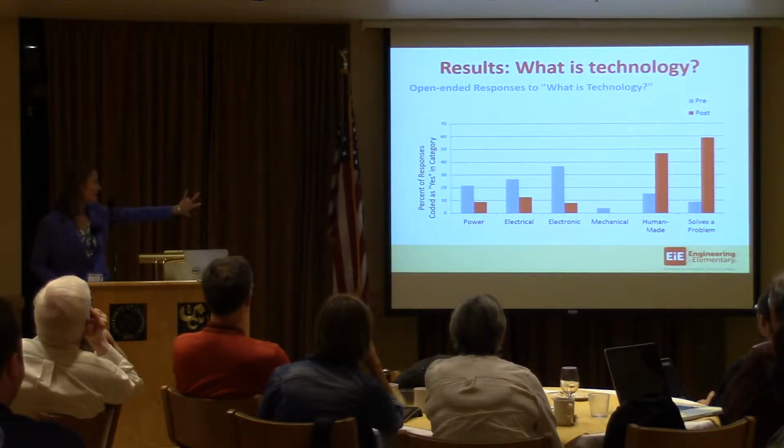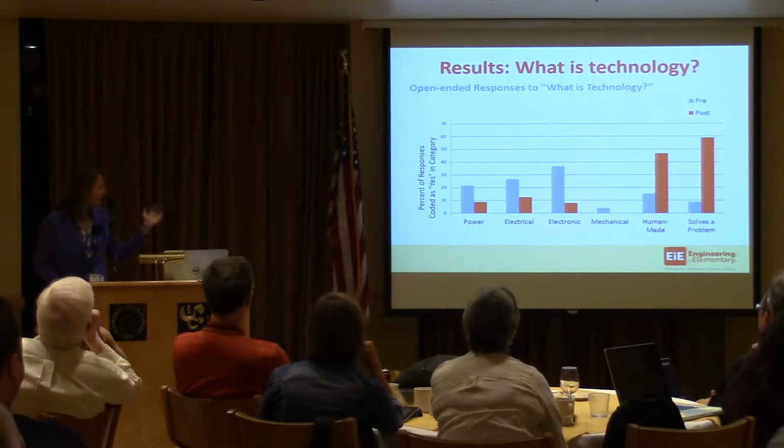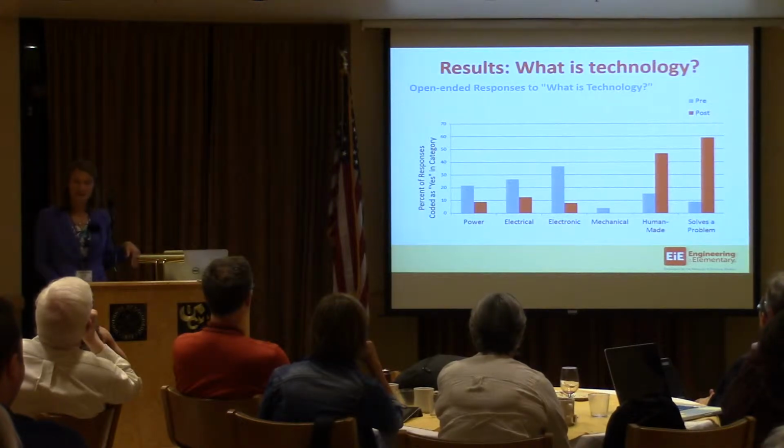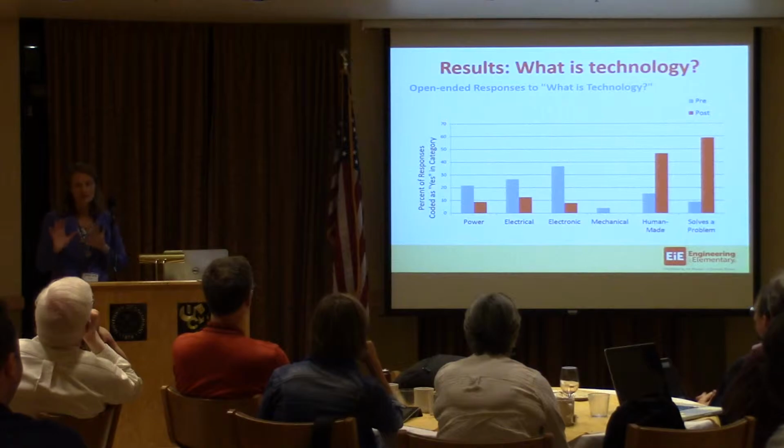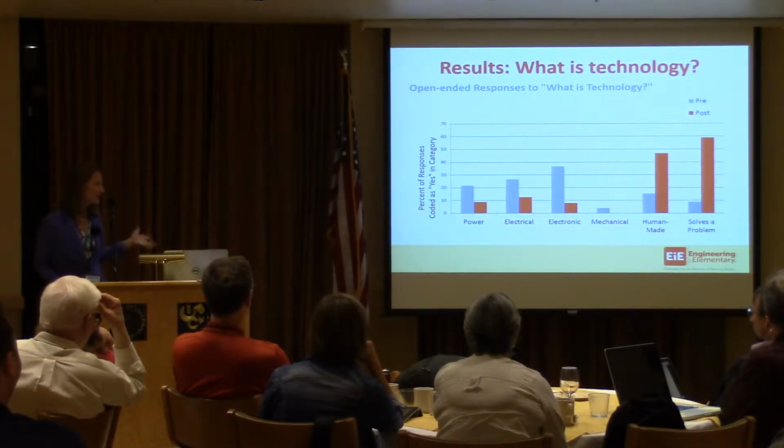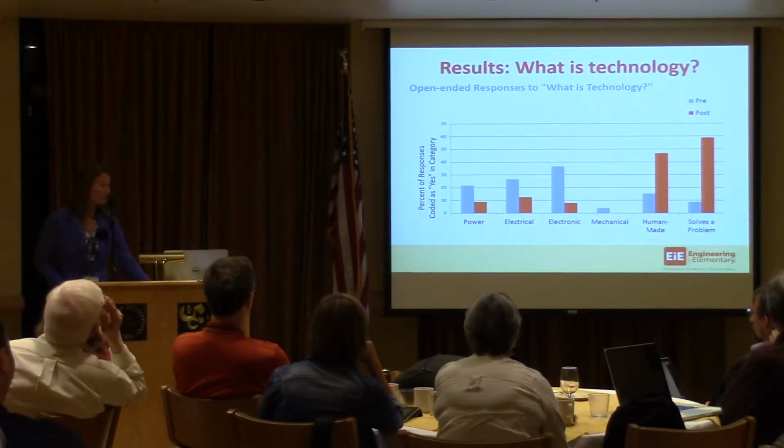So on the pre-test we see a lot of electricity. On the post-test, that goes down dramatically. You'll see that with the red bars. And you'll see that they start to think a lot more about the two defining attributes that we're hoping they get to: that technologies are human-made and they solve a problem.